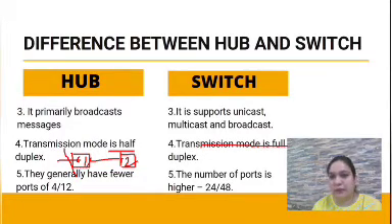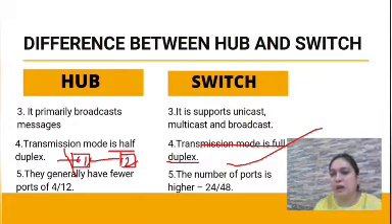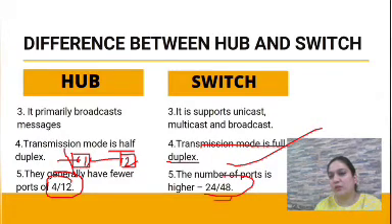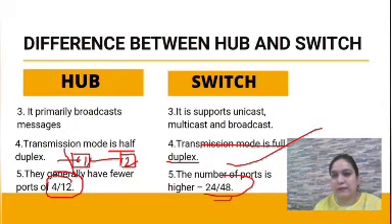Transmission mode in a switch is full duplex. Full duplex means at the same time both computers are allowed to send data. A hub uses 4 ports and a switch uses 24 ports. That is the difference between hub and switch.